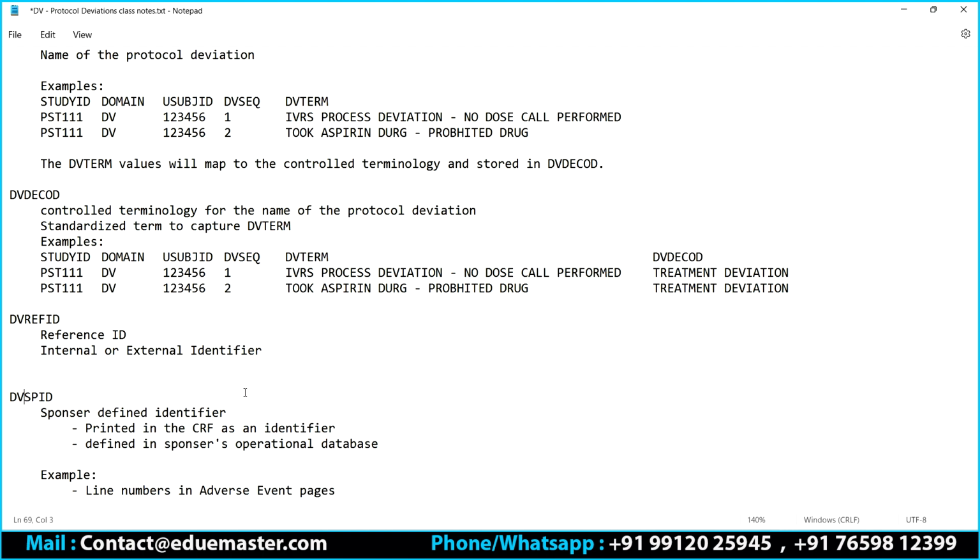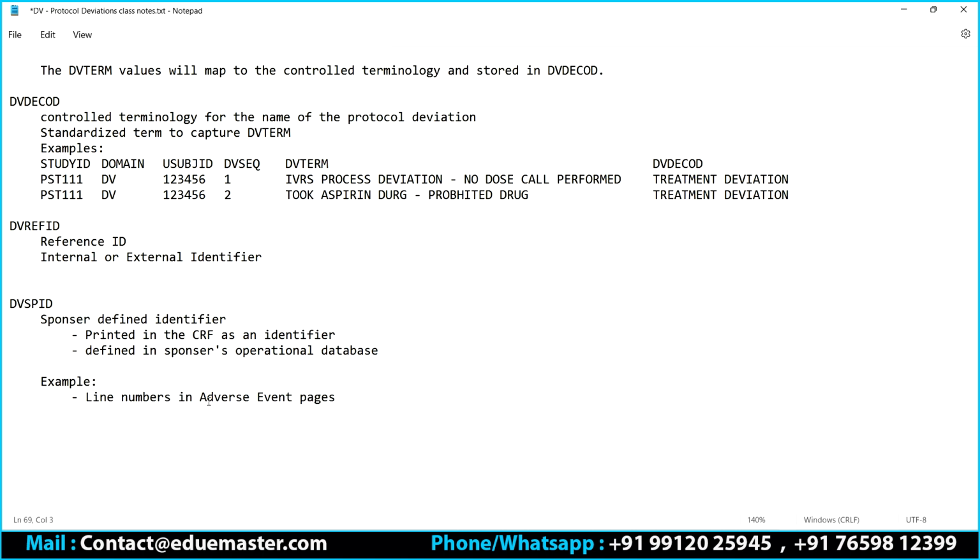Okay, what is it going to be? Line numbers in your CRF page. Simple. It can be a line number, or it can be whatever is defined in your sponsor's database. Since we already discussed this in detail in your adverse event, I'm simply copy pasting that here. Okay. Then a few more if you want to talk about it.